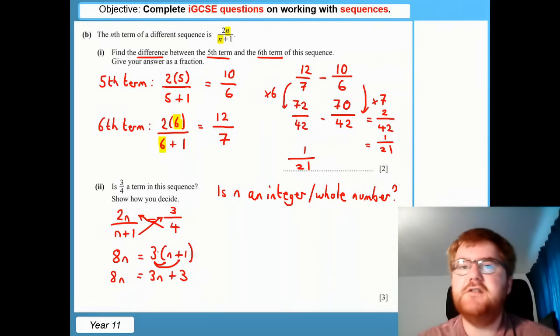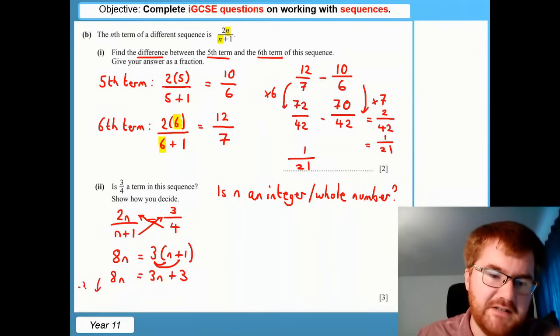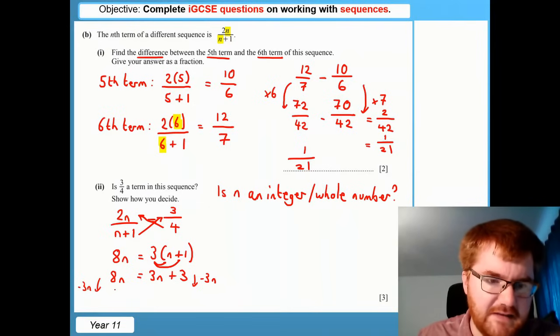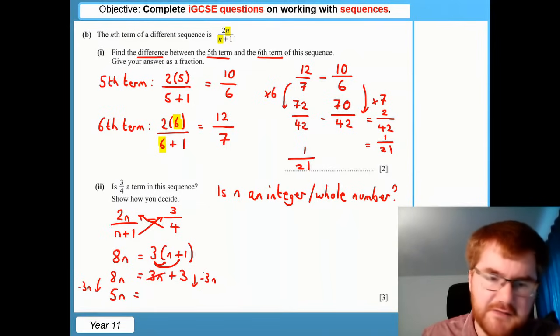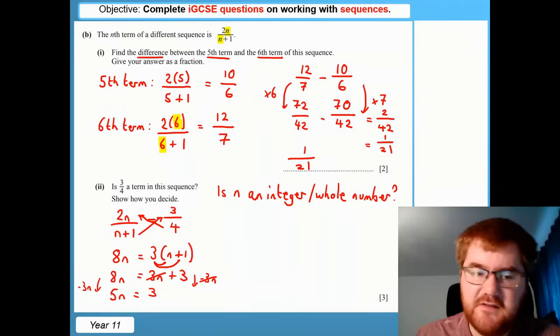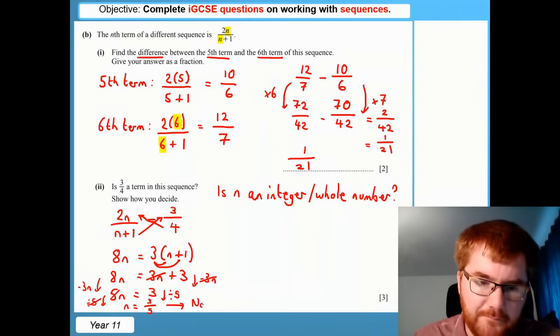Then we want to get all the n's on one side. So what's the opposite of plus 3n? Well, we're going to minus 3n on both sides. 8n minus 3n, that's equal to 5n. This cancels, this is what we wanted. So this is equal to 3. And you can probably see n is not going to be a whole number here. To work out what n is, the opposite of timesing by 5 is dividing by 5 on both sides. This cancels, we're left with n is equal to 3/5. And this is not a whole number, so it's a decimal, not whole number.